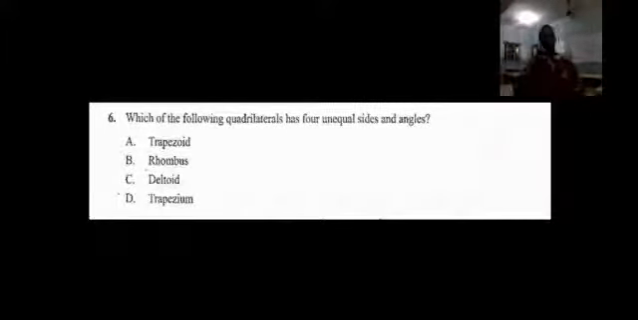Question number 6. Which of the following quadrilaterals has 4 unequal sides and angles? The answer is C. Delta is the quadrilateral that has all the sides not equal and the internal angles not equal.